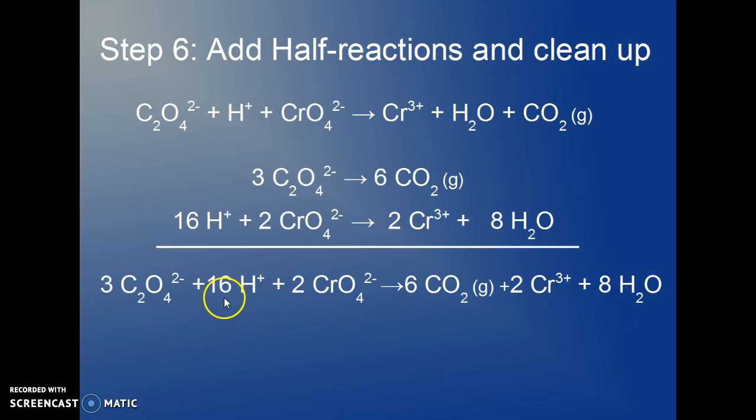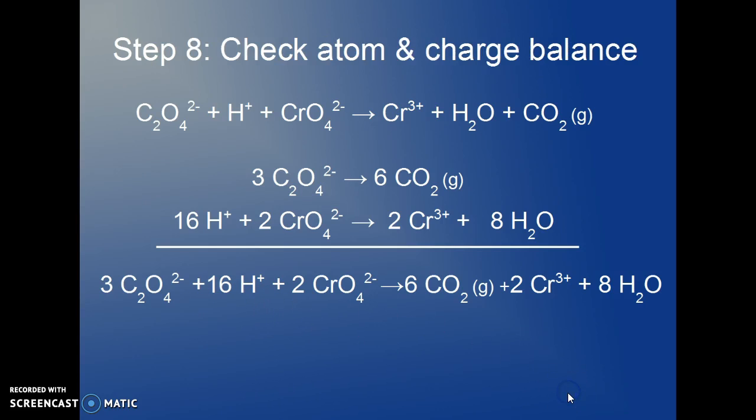Note, when we do these reactions, we have to have plenty of acid available because a lot of these reactions require huge amounts of acid or else they won't work correctly. Step 8 is to check the atom and charge balance, something we always do when we balance equations.